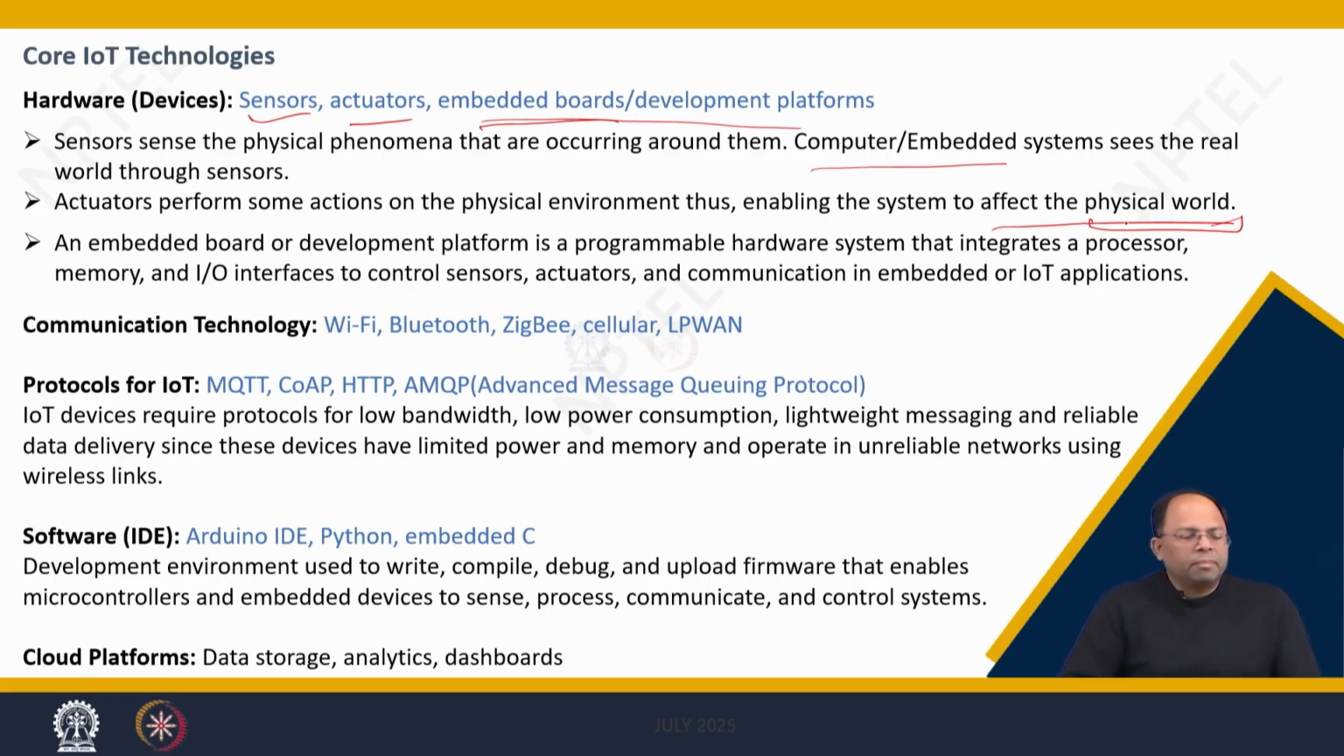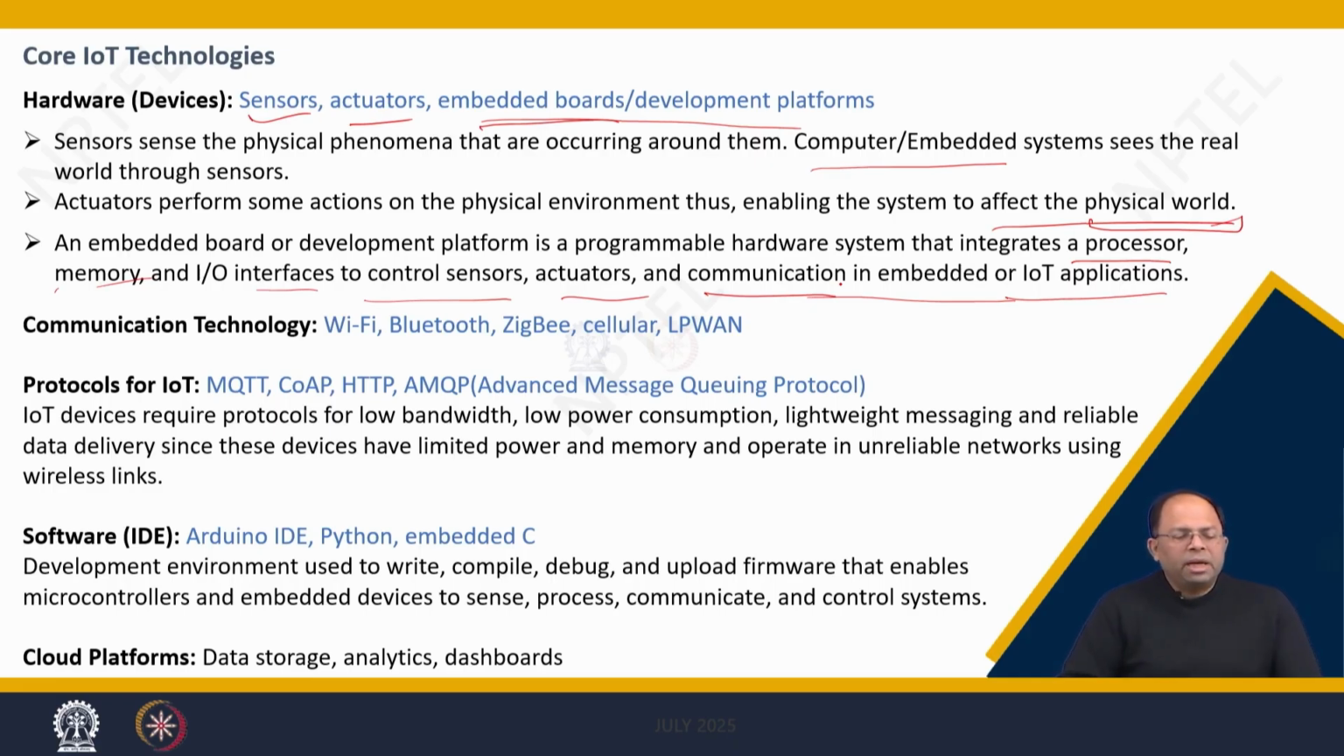That is also actuation. And the embedded board or development platform is basically the programmable hardware system which integrates a processor or a microcontroller, memory, then input output interfaces. That means what devices could be connected with it. Then these interfaces control sensors, actuators, and communication in embedded or IoT applications. So all this communication happens controlled by the microcontroller, and this embedded system is, you can say, the brain of this particular IoT device.